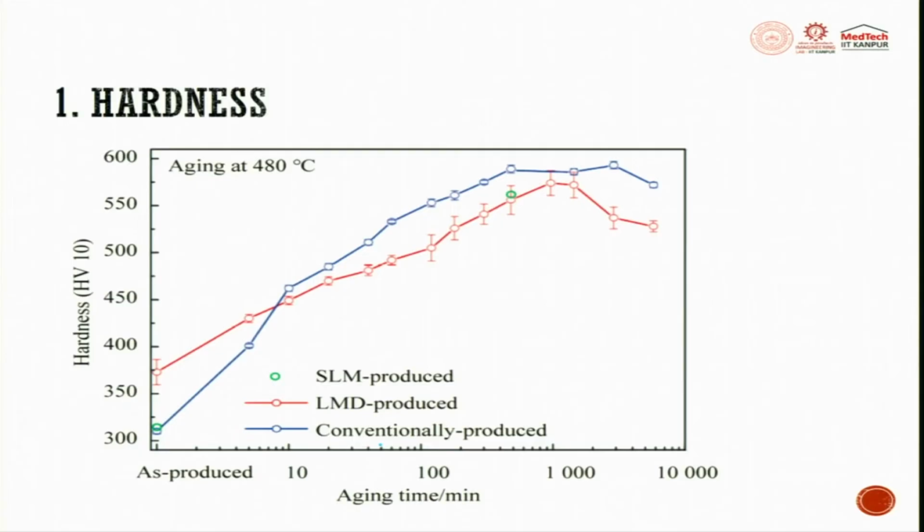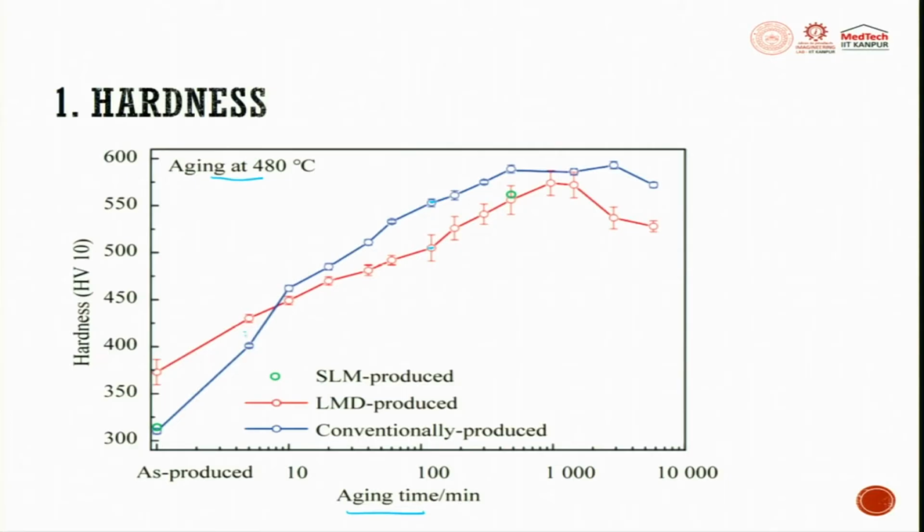So, if you see there, we can compare processes. Selective laser melting produced is the green one, laser melt deposition produced is the red one, and conventional produced is the blue one. At the aging of 480 degrees Celsius, you see with respect to time a very close behavior. If you compare, it is about 500 and this is about 525, 530. So, there is a small variation.